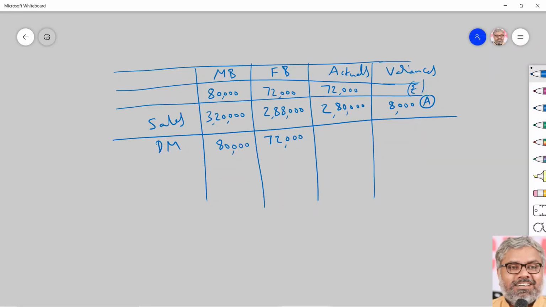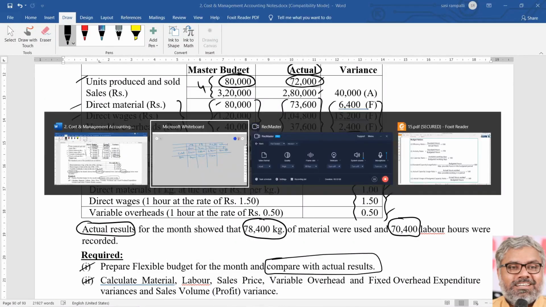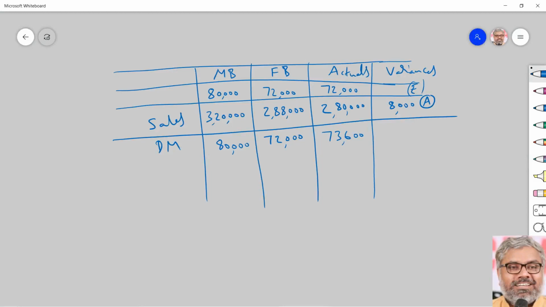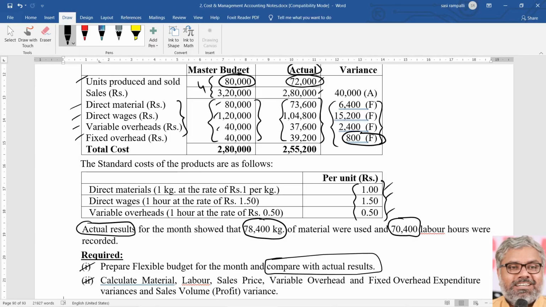But how much was actual? 73,600 is the actual material cost given in the question. But how much is the variance here? 1,600 rupees. Once again, actual is cost wise more than the flexible budget. So 1,600 adverse is the direct material variance. Comparison of master budget with actuals is what was done in the question, which is wrong. What we have to compare is this. So we are getting the correct variances comparing between flexible budget and actuals.